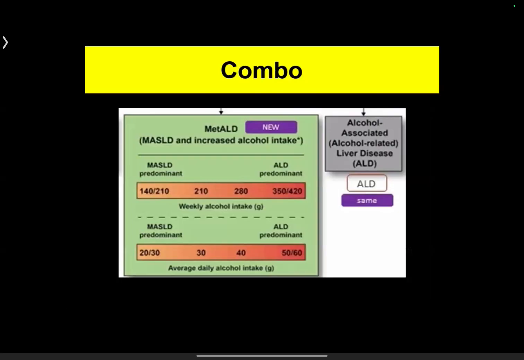There is one combo entity with rise in alcoholism. There are a lot of patients who already are at risk of fatty liver, and alcohol is an add-on toxin. So that is called MetALD. ALD is for alcoholic liver disease.